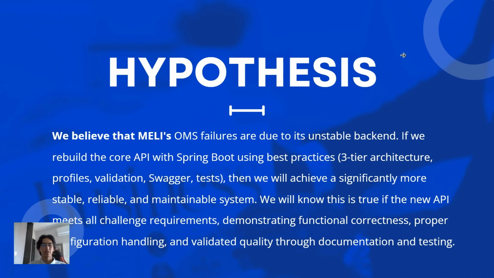The hypothesis of the project is that we believe that Meli's order management system failures are due to an unstable backend. If we rebuild the core API in Spring Boot and use best practices, three-tier architecture, profiles, validation, and Swagger test, then we will achieve a significantly more stable, reliable, and manageable system. We will know this is true if the new API meets all the requirements, demonstrating functional correctness, proper configuration handling, and validated quality through documentation and testing.